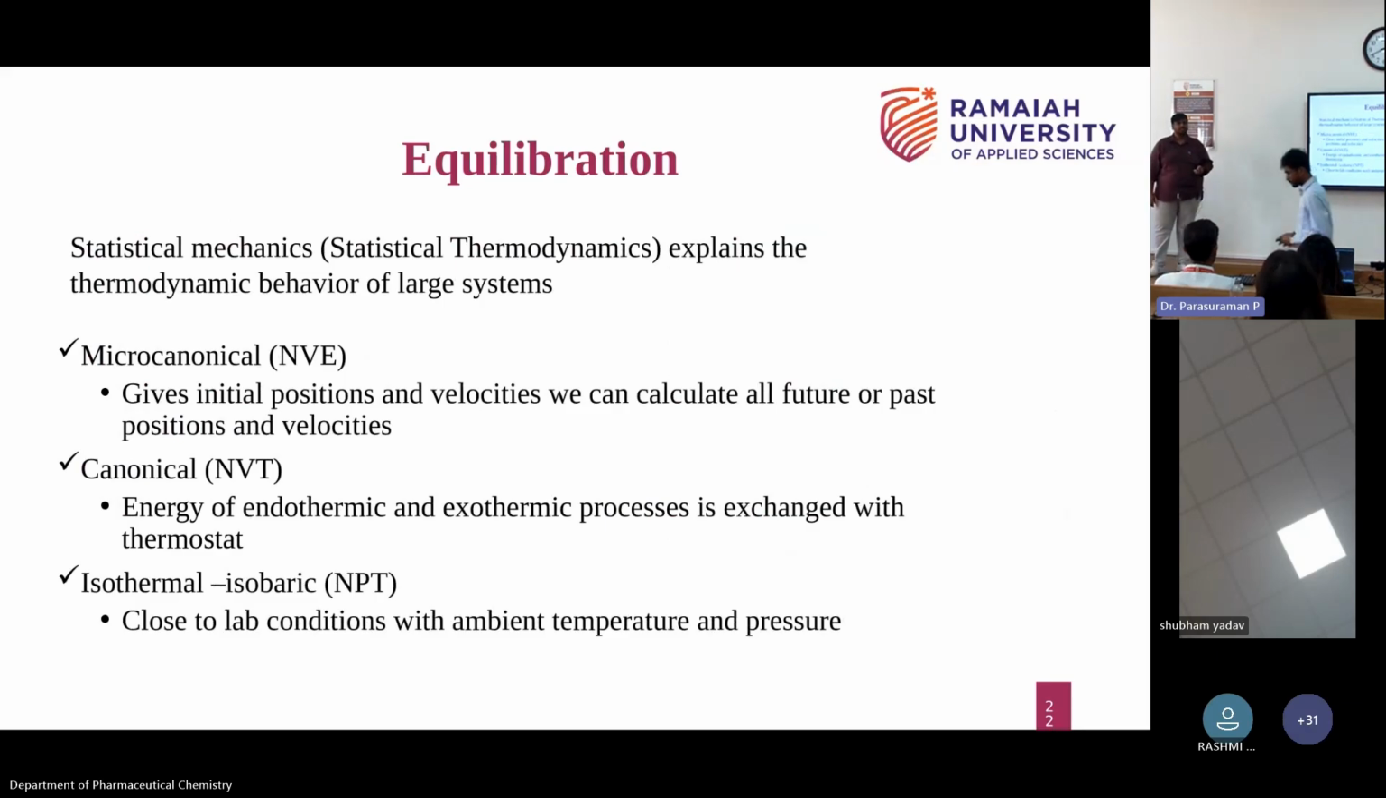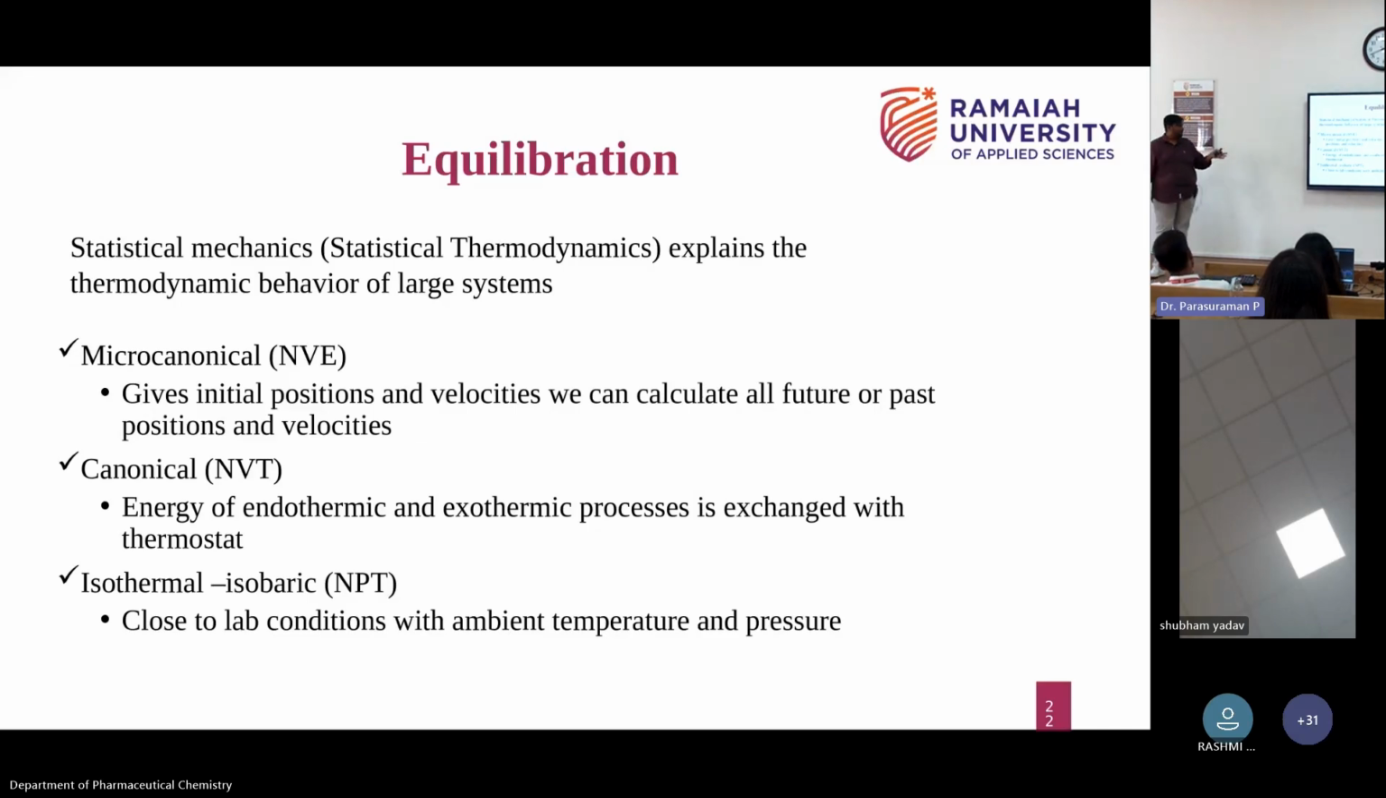So in equilibration, it uses statistical mechanics where we can understand the thermodynamical behavior of the particular complex throughout the simulation. For example, we have NVE (number of atoms, volume, energy), NVT (number of molecules, volume, temperature), and NPT (number of molecules, pressure and temperature). So we have different types of ensembles in the software. Generally during molecular dynamics simulations, we'll be using the NPT ensemble because it resembles the lab conditions, and we can get accurate results by using this ensemble.